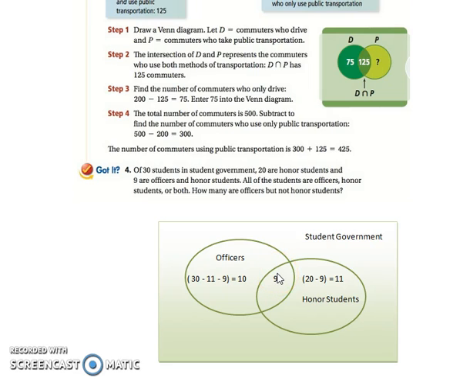Okay, they said that 20 are honor students. So 20 minus the 9, that means 11 of them are honor students but not officers. So there's 11 non-officer honor students. There's 9 officer honor students, and that's 20. So 30 minus 20 gives you 10 for the number of officers. Right here, rather than doing 30 minus 20, I did 30 minus the 9 and the 11, but same thing.